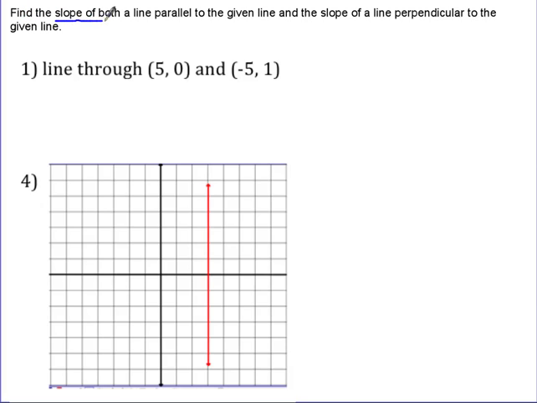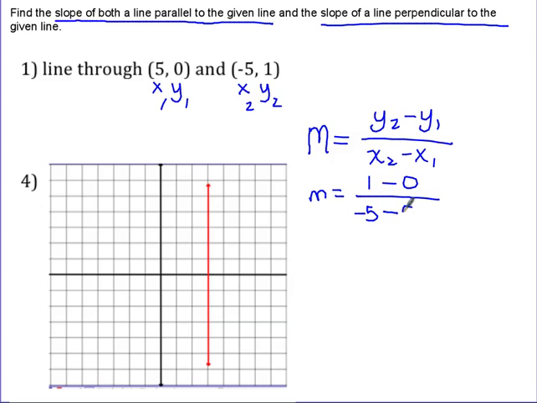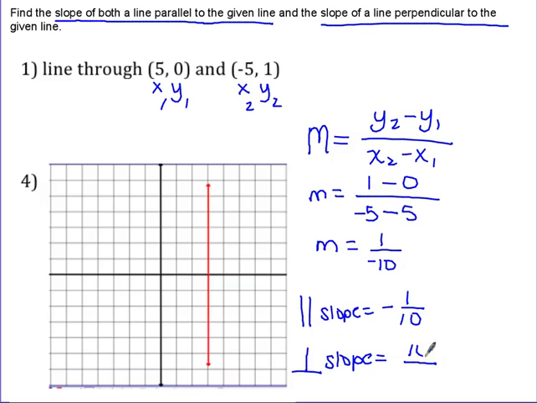So the first part says find the slope of a line that's parallel and perpendicular to the given line. So the first step is always just to find the initial slope. So our slope for number 1 is 1 over -10, and the slope that's parallel to that is going to also be 1 over -10. And again, it doesn't really matter where your negative is. And then perpendicular is going to be flipped, so 10 over 1, or just 10.